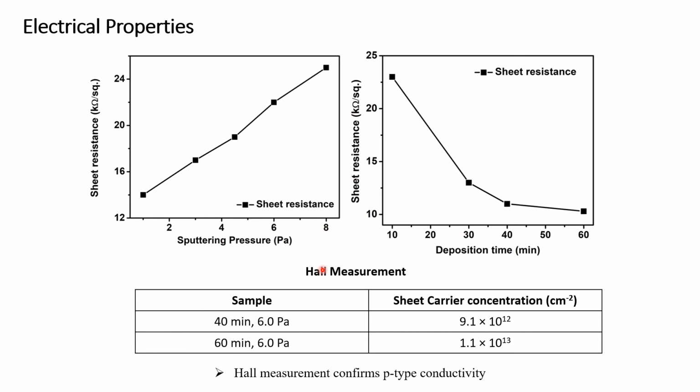Hall measurement confirms p-type conductivity of the deposited nanostructures. The sheet carrier concentration is found to be of the order of 10 to the power 12 and 10 to the power 13 per centimeter square for the films of 40 minutes and 60 minutes respectively.